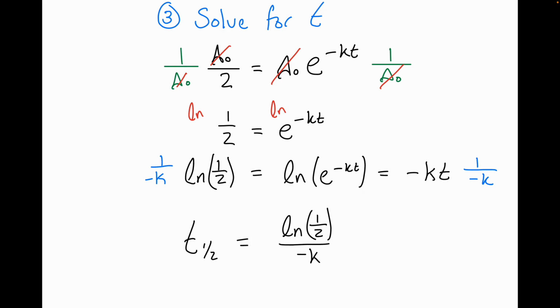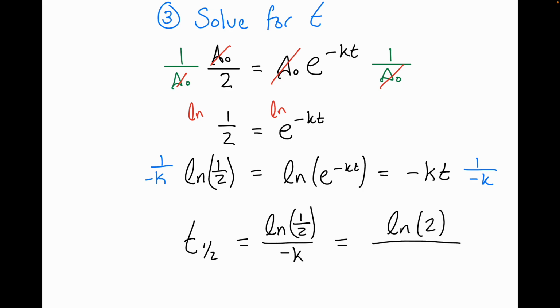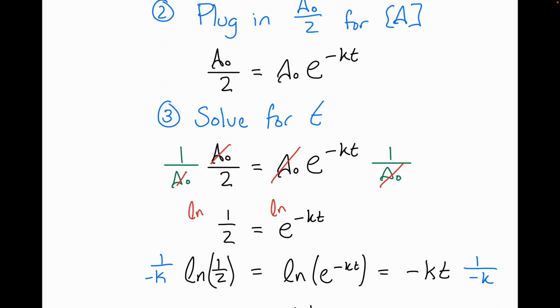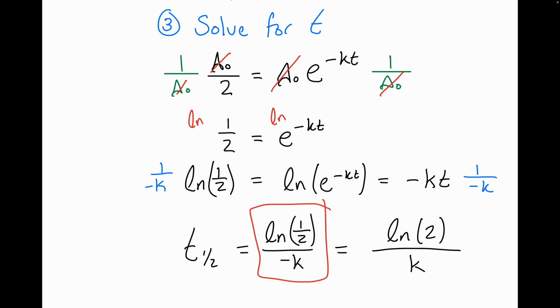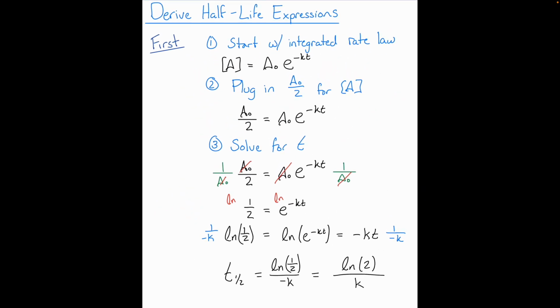It's pretty much as cleaned up as you can get. You can be clever with your natural log rules and note that this is the same thing as the natural log of 2 over regular k, but it doesn't really matter. Both of those are equivalent, right? So again, what I'm really concerned about is that you can do this process here in order to get your half-life expression. I don't care if you make it as pretty as it can be, all right, as long as you get to the proper algebraic expression. Cool.